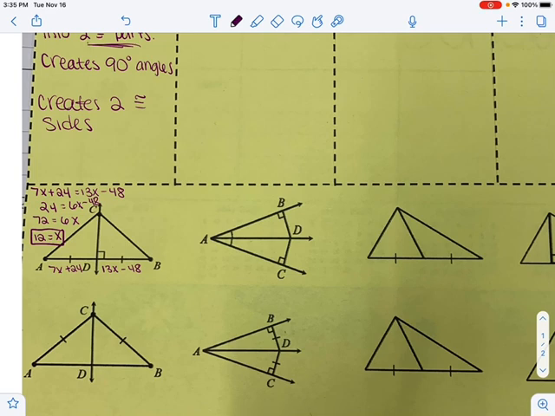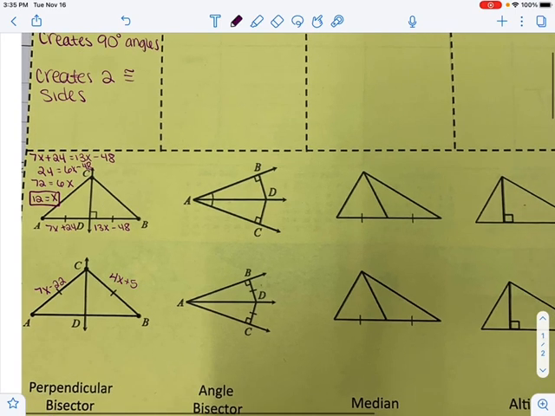Now that third part I said was creates 2 congruent sides. So the bottoms are congruent, and so are these 2 sides here. So 7x minus 22 and 4x plus 5. If we're given both of those sides, we can also set these equal to each other and with algebra solve for x. So 7x minus 22 would be equal to 4x plus 5.